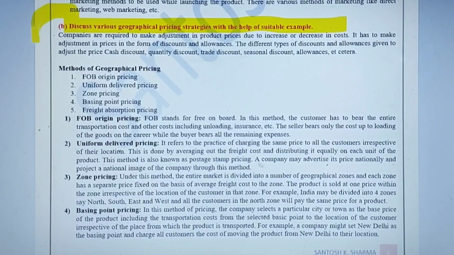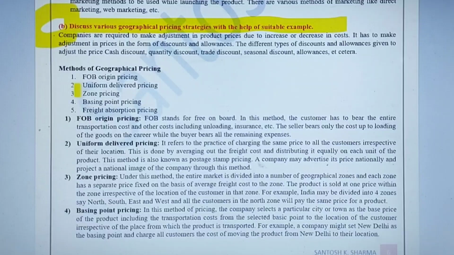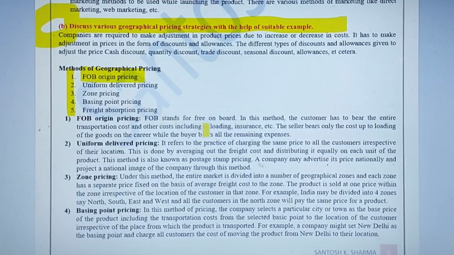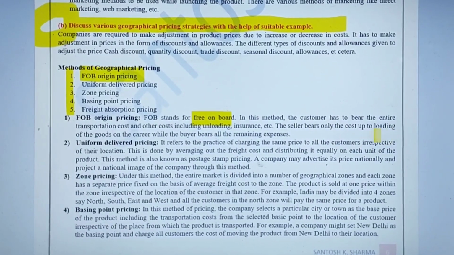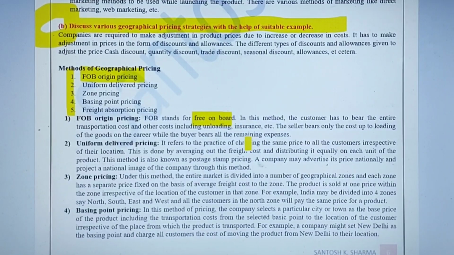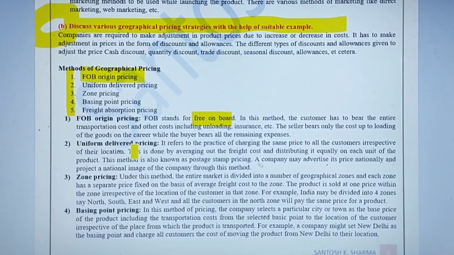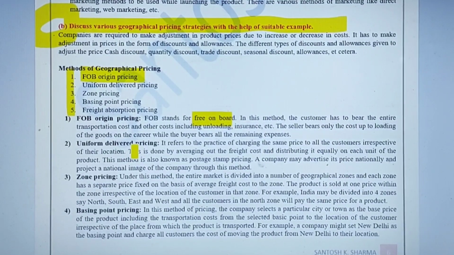This is one of the very important questions. And these geographical pricing strategies can be of 5 types. The first one is FOB origin pricing, and FOB stands for free on board. Now in this method, the customer has to bear the entire transportation cost and other costs, including the insurance and unloading. And because in geographical pricing different states or different countries are involved, goods are transported from one state to another or from one country to another. So that gives rise to FOB.